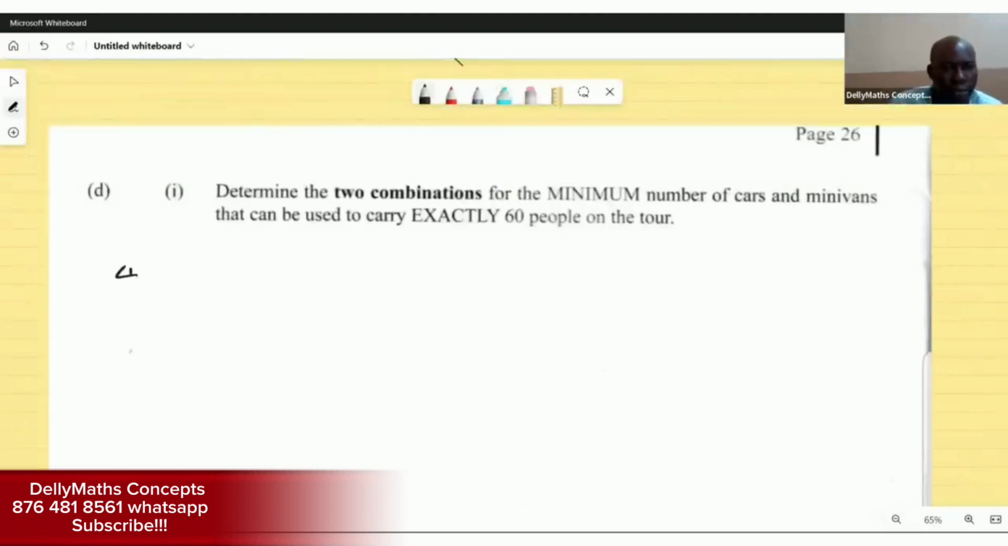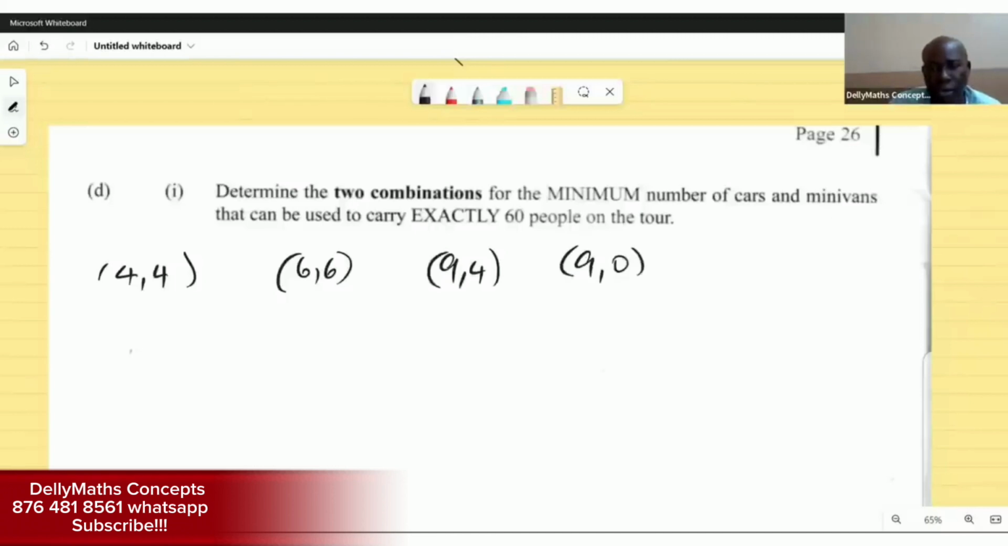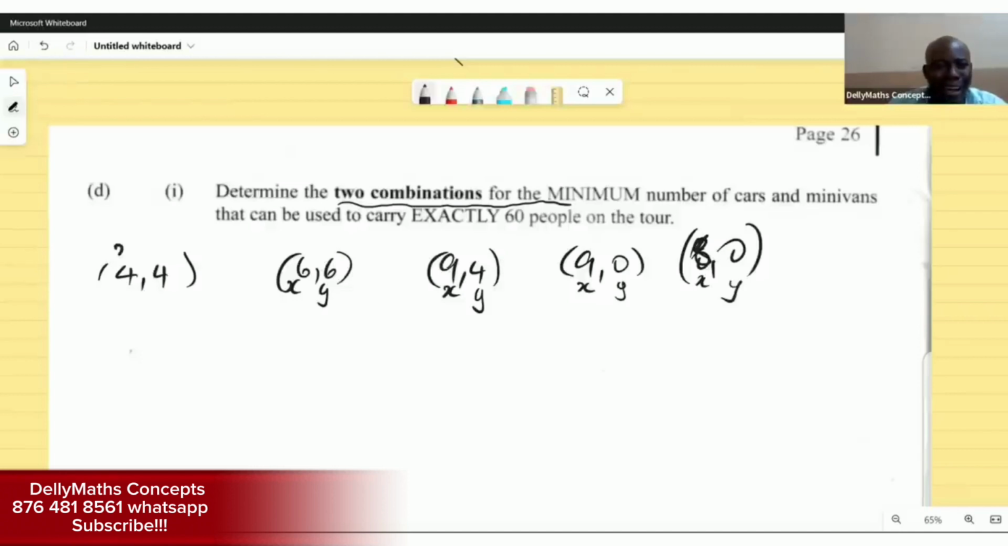We're talking about a 4 with 4, a 6 with 6, a 9 with 4, a 9 with 0, and an 8 with 0. I might not be able to do all of them, because the question says determine two combinations. So that means I'm looking for two. I'm just going to try them. Remember that these are X and Y.